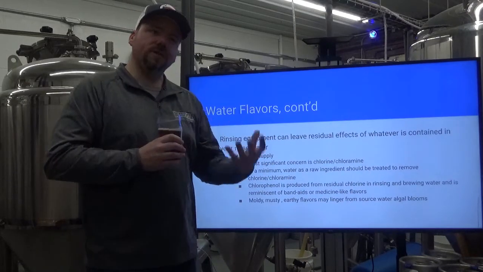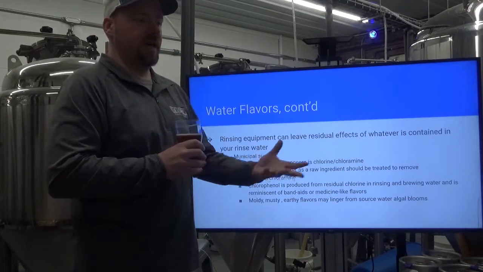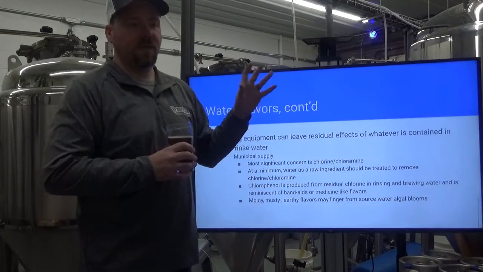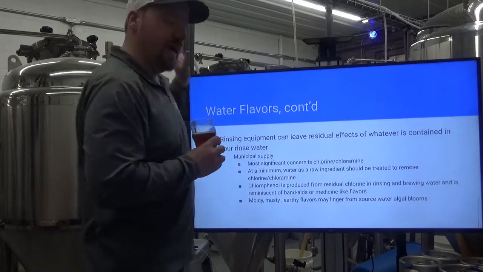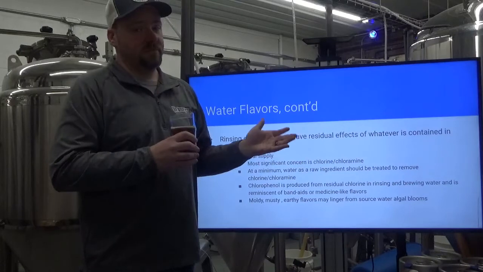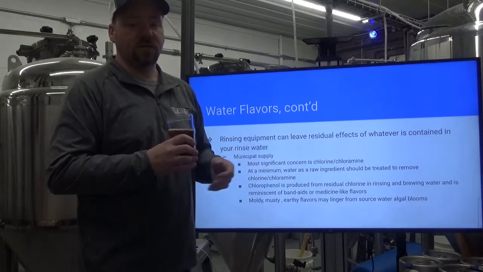So, rinsing equipment. Let's say you've just finished your caustic CIP and it's time to rinse it. You've got to make sure you rinse all that chemical out, number one, because you have to. You just got to rinse it out, otherwise you're going to run into problems.